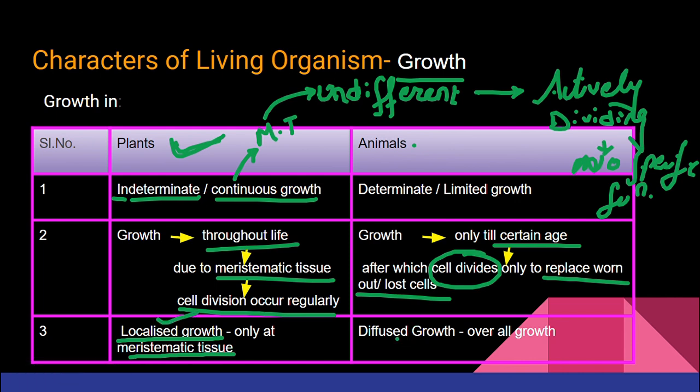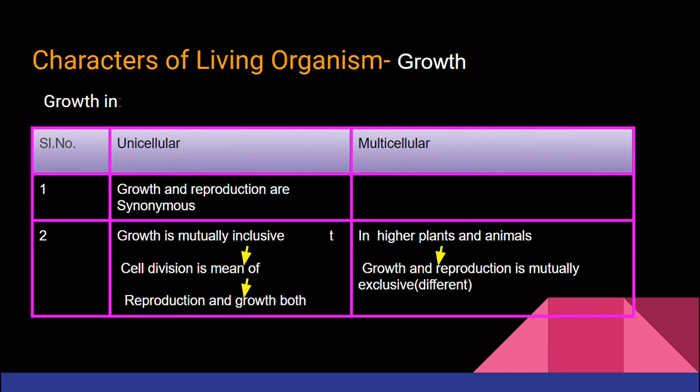What about the animal? When we talk about the animal, it is a diffuse growth. When I say diffuse growth, it means growth is overall. Have you ever seen that your palm is larger than your nose, or your legs are larger than your shoulders? It's not going to be like that. You have a uniform growth all over your body. One leg is not larger than the other leg. No, it's not going to happen like that, right?